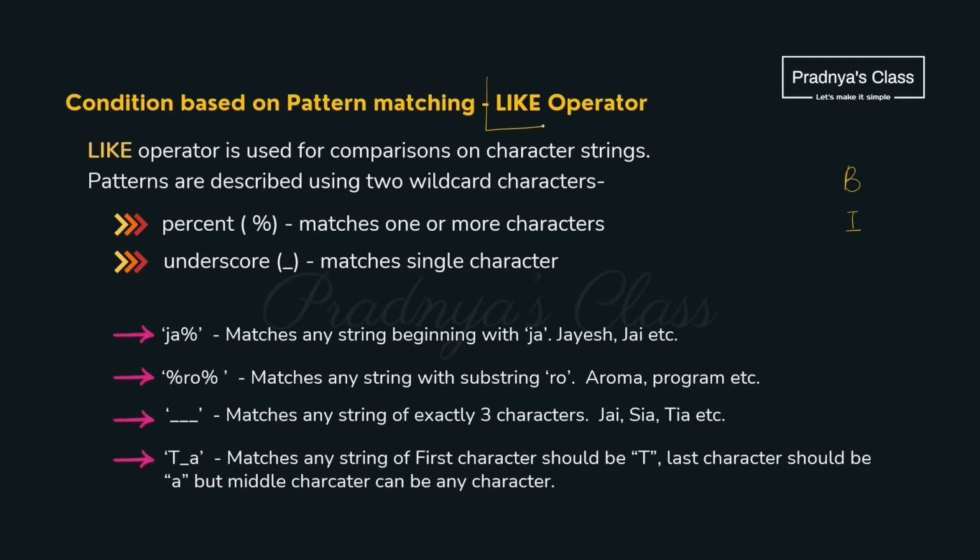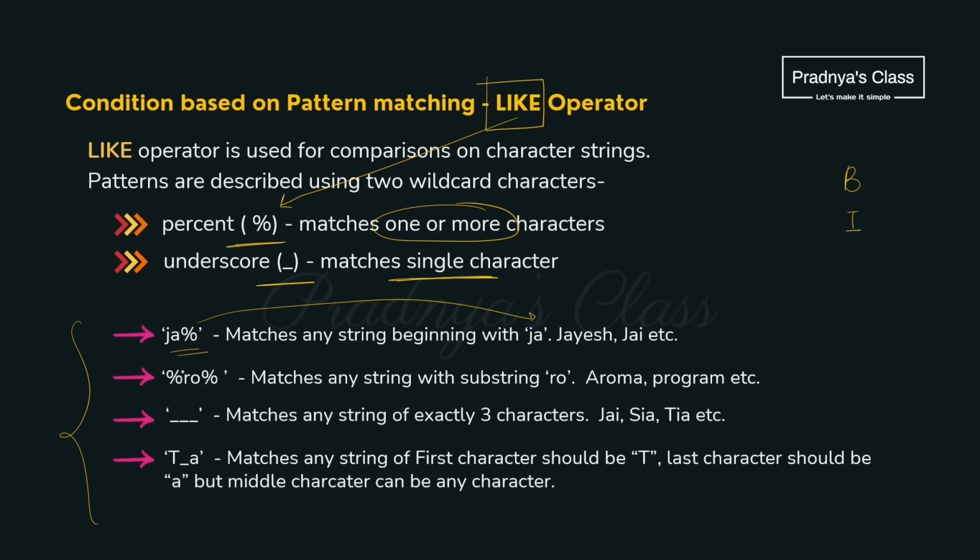There is one more operator, like, for pattern matching. If you want to display the records based on some pattern, for that there are two more operators which we will be using with like operator. First is %, which matches one or more characters, and the second one is underscore. It matches only a single character. So look at some example. JA% means it will display all those names which are starting with JA. The remaining characters can be anything.